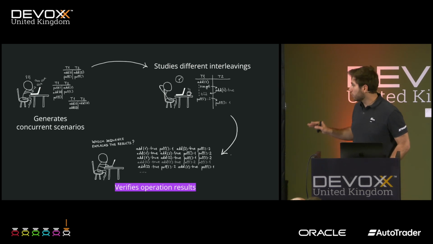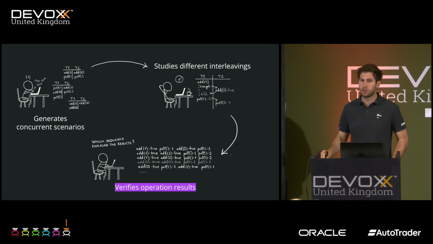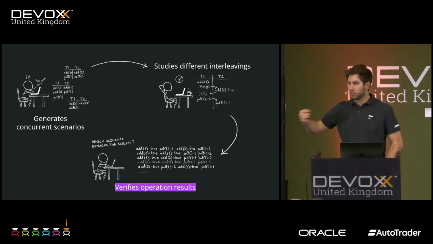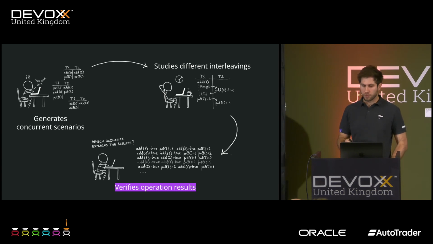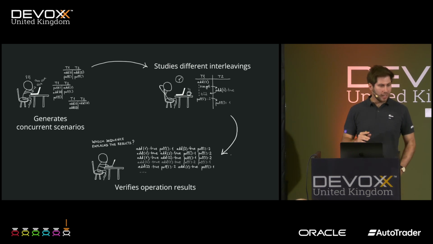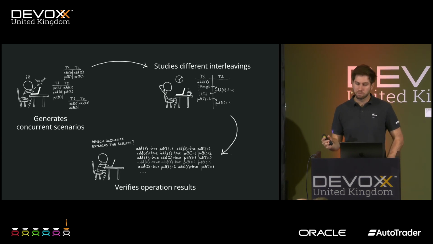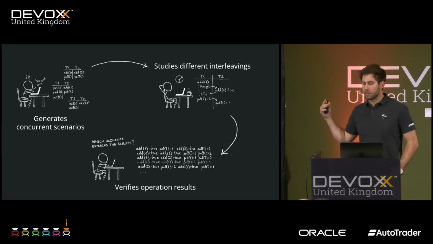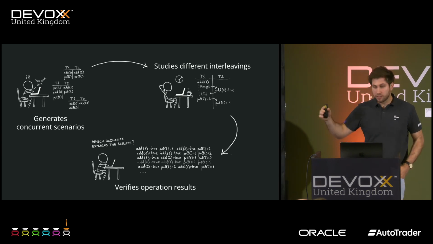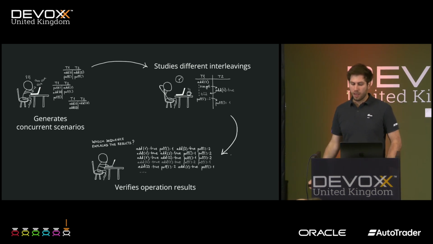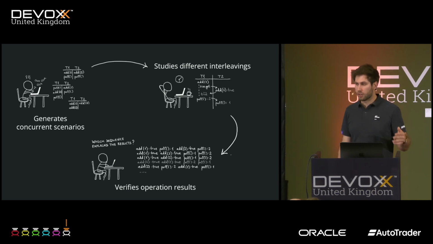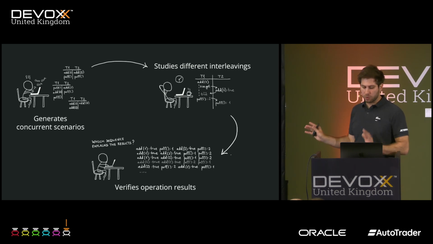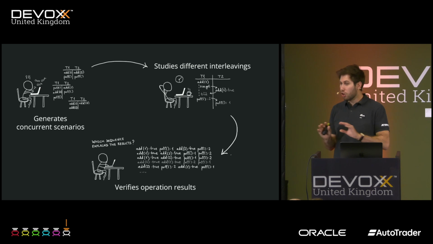So you see, we don't even need to know the semantics of the data structure. We can simply run our concurrent code sequentially to check for linearizability. So to sum up, Lincheck takes a list of operations. It generates many concurrent scenarios, studies them, running them many times, and then automatically verifies operation results on each scenario run. That's more or less how Lincheck works. So no magic here.